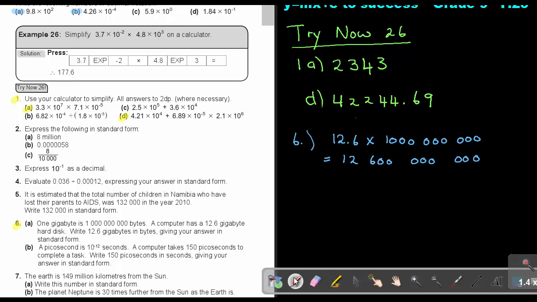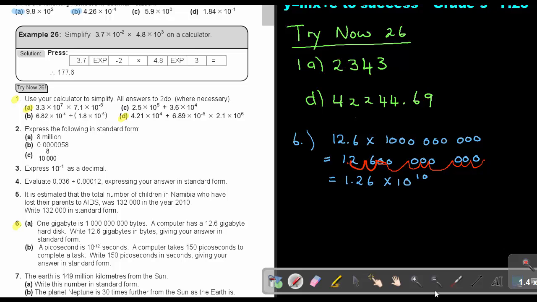Now let's write it in standard form. If there's not a point, it's there at the back. We must move it until there. So let's count: 1, 2, 3, 4, 5, 6, 7, 8, 9, 10. So my answer will be 1.26 multiply 10 to the power of 10.